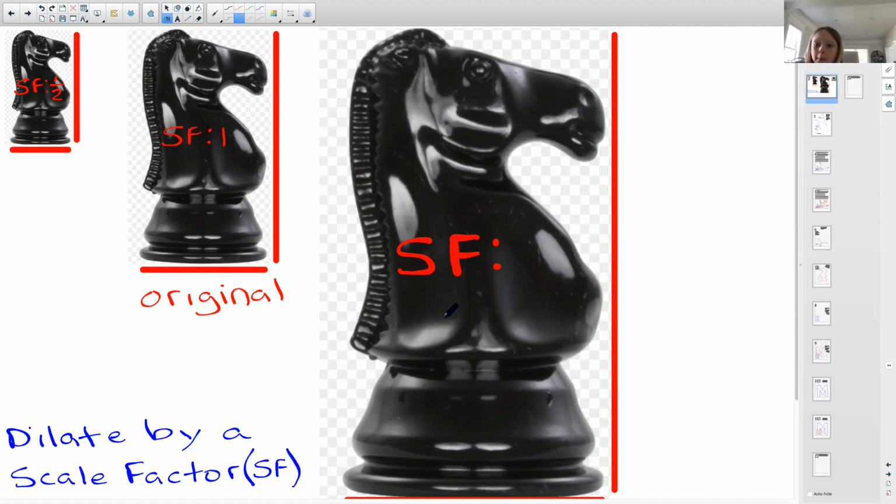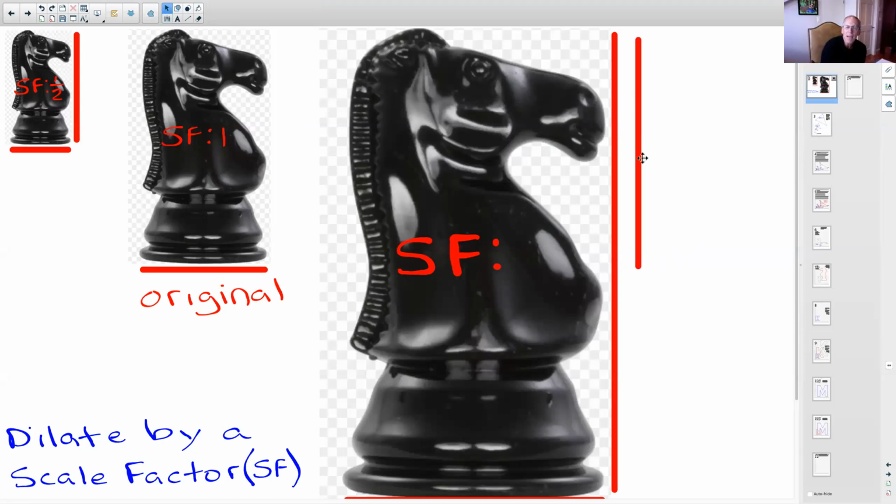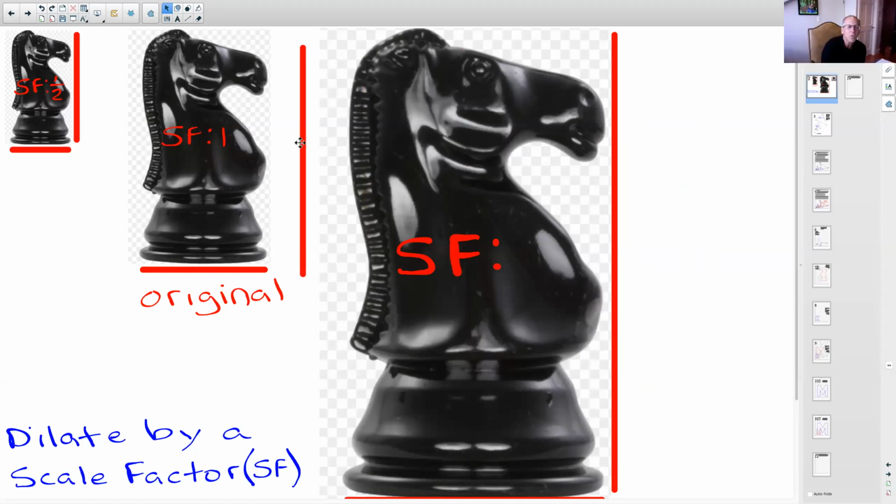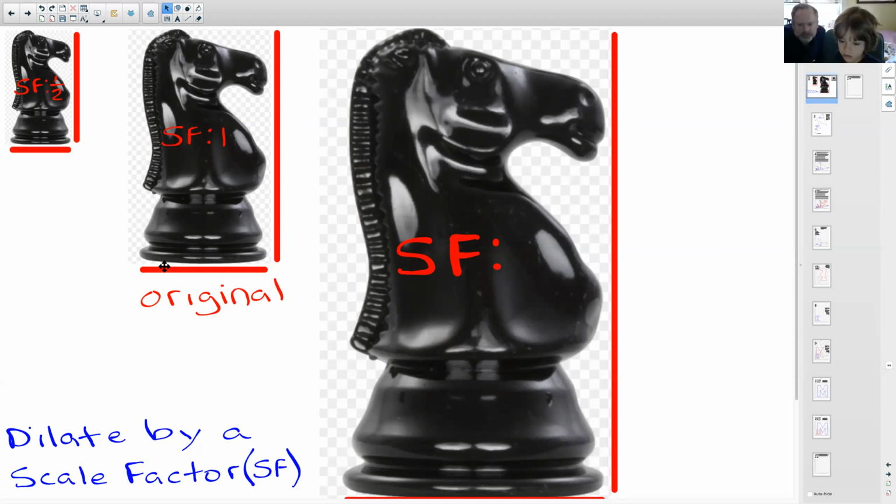Now, are you ready for the next question? What is the scale factor of the bigger one? Remember, looking at the original, how many times wider? How many times wider? Who can answer that question? Alexander, I'm going to choose you, buddy. Go ahead. 1.5.